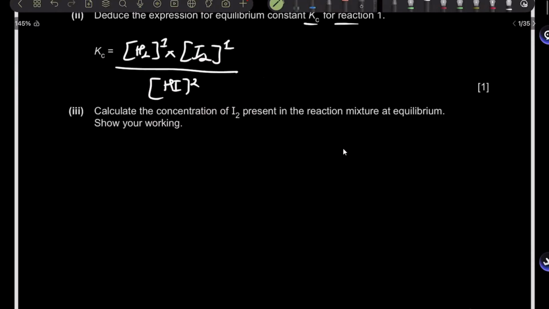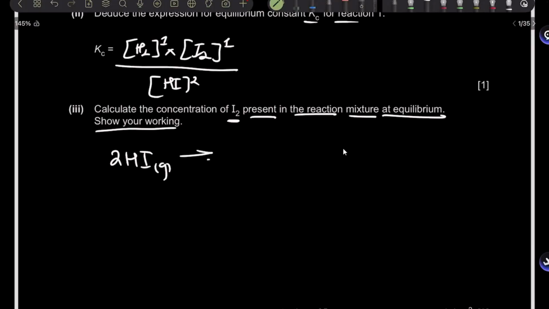Right? Now it says calculate the concentration of I2 present in the reaction mixture at equilibrium. Show your working. Now, how do we solve a Kc or Kp question? We write the equation, we make a table. Always make a table so you can score the maximum marks. Do not miss out anything. So the reaction is that 2HI gaseous goes into what? It goes into H2 gas, 1 mole of H2 gas, and 1 mole of I2 gas.